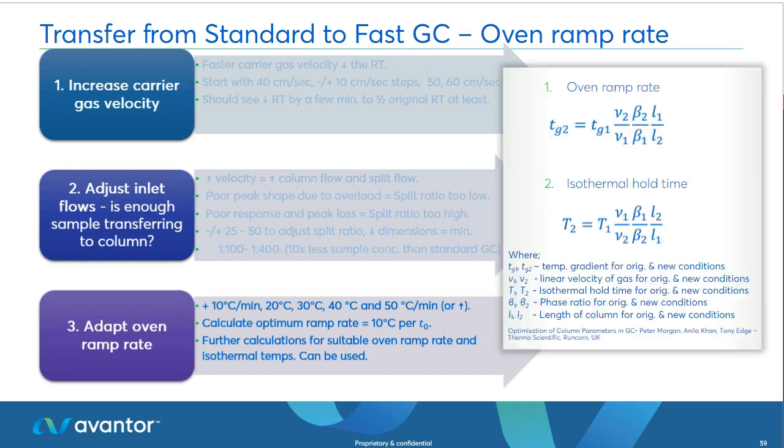So this is the set of calculations that you could do to have a look at. One, the oven ramp rate that's going to be more suitable, taking the original conditions and then comparing them to the new ones. And then you can do this with the isothermal hold times as well. So you can check this online. So these are just calculations for the oven ramp rate and the isothermal hold time. I won't have time to go into them in great detail today, but it's just the awareness that you can use these to help craft the fast GC method from a standard GC method.